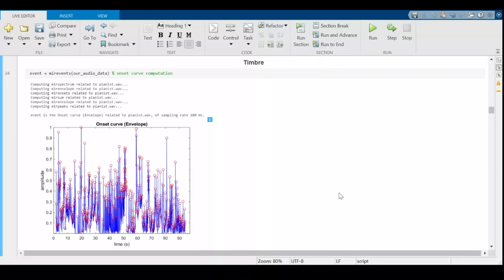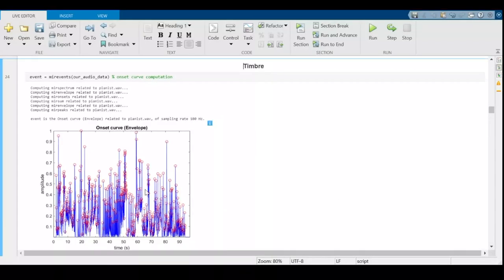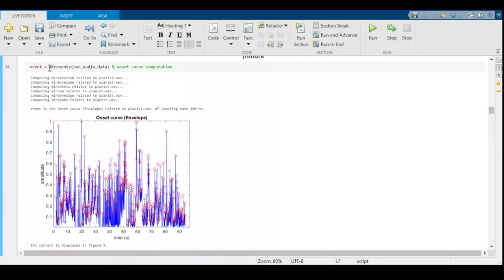The computation of attack time is useful in music and audio analysis as it helps characterize the sharpness and suddenness of a sound's beginning. Also, it can help distinguish between different instruments or even indicate a more legato or expressive playing style. The mirevents function is very important for the computation of attack time since it provides us with the onset curve or so-called envelope of our signal, from which we can extract the peaks and perform our computation.